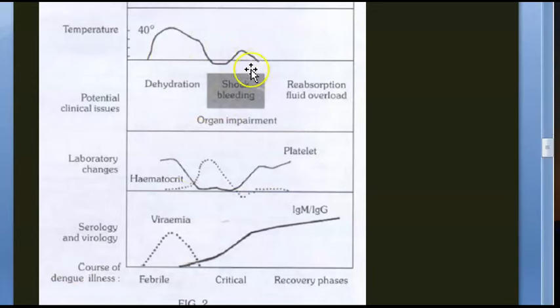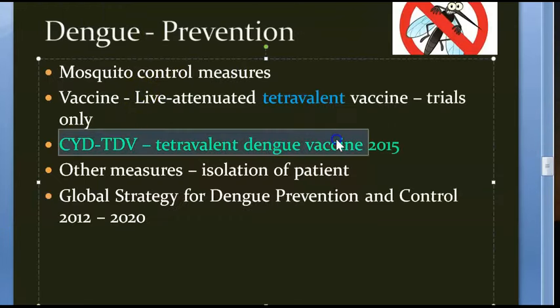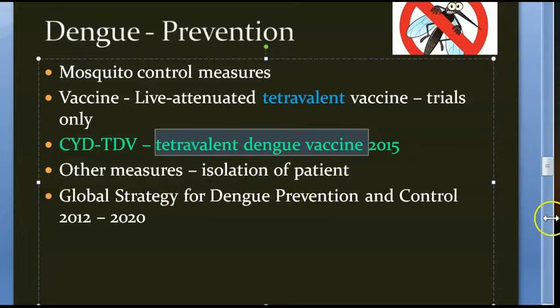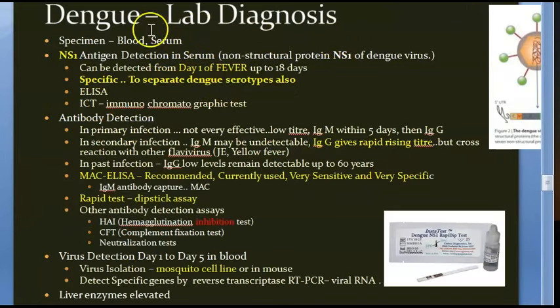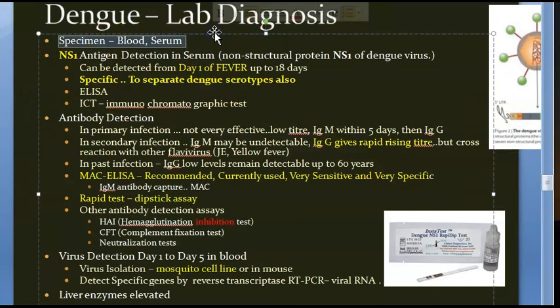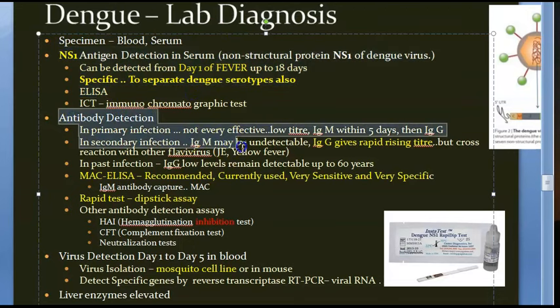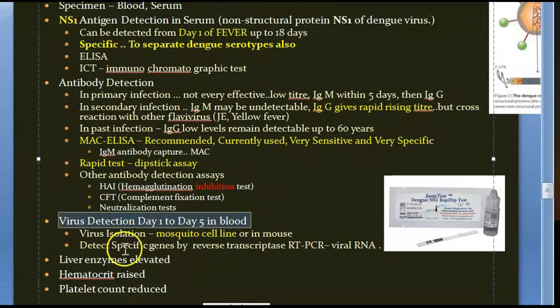Then what else we saw? This is the saddleback fever they are showing you, and then there'll be prevention, basically we told you that there are mosquito control measures, etc. There is a tetravalent dengue vaccine. This much you can remember if you want. Then lab diagnosis: you can detect elevated liver enzymes and raised hematocrit, etc. Platelet count will be reduced. For specimens, you will collect the blood. Then you can detect the antigen, that is the non-structural protein NS1. And then you can do antibody detection, especially MAC ELISA, you can remember. Then you can also detect the virus itself using reverse transcriptase RT-PCR.